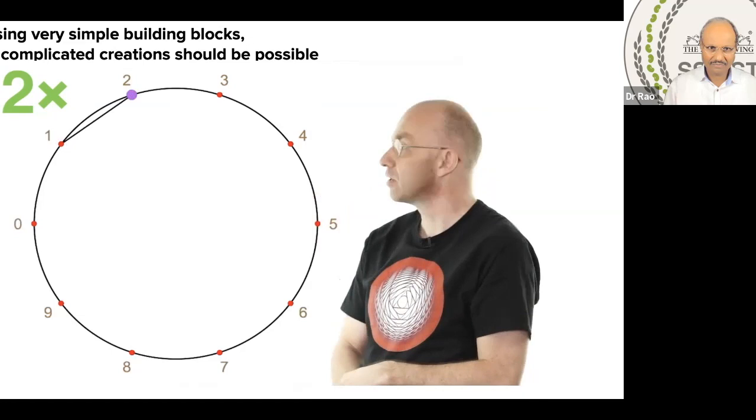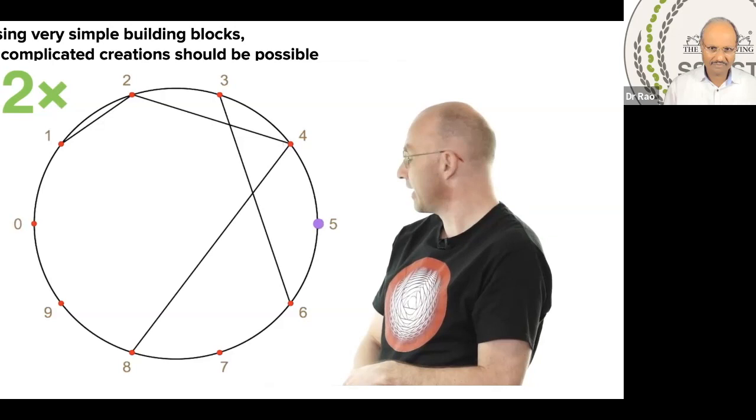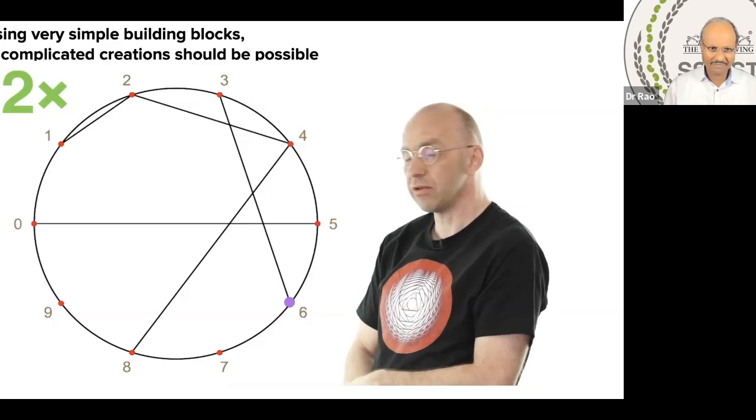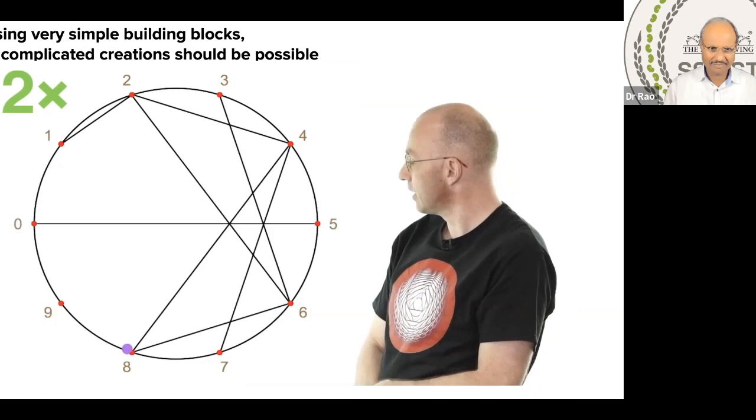Now 5, 2 times 5 is 10. Remember, 10 is also over there, so we connect that guy up. And then 2 times 6 is 12, which is also the 2, so we connect that one, and you kind of just keep on going like this. And then you're at 9, and you've pretty much gone all the way around.